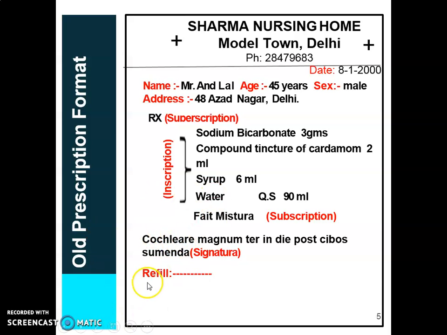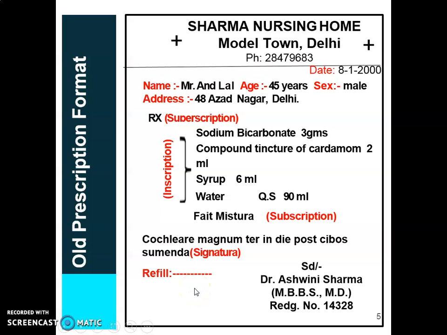Next, refill. Number of authorized refills are indicated to prevent misuse of prescription. And last, signature, address and registration number of the prescriber. It is important in order to avoid misuse of information.